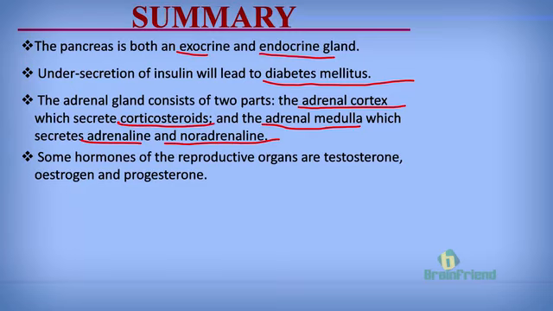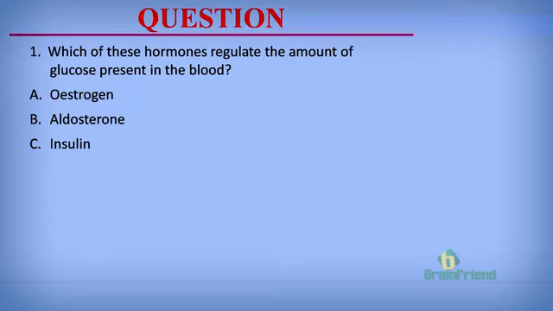Some hormones of the reproductive organ, that's sex hormones, include testosterone in the bodies of males and a little testosterone which is secreted in the bodies of females. Then we have estrogen and progesterone secreted in females. Those are the female sex hormones.